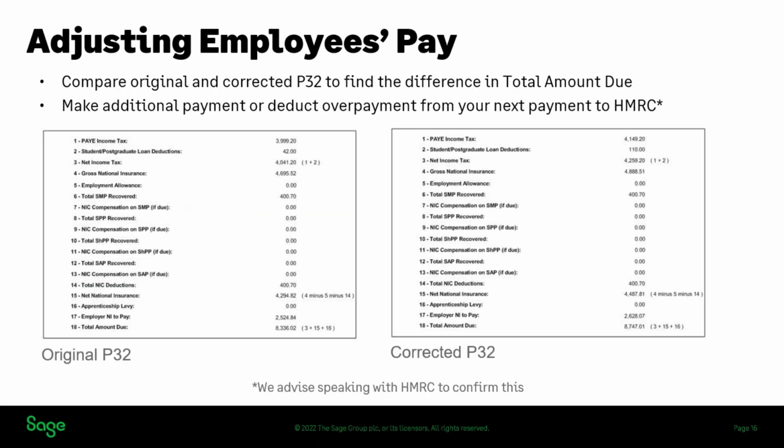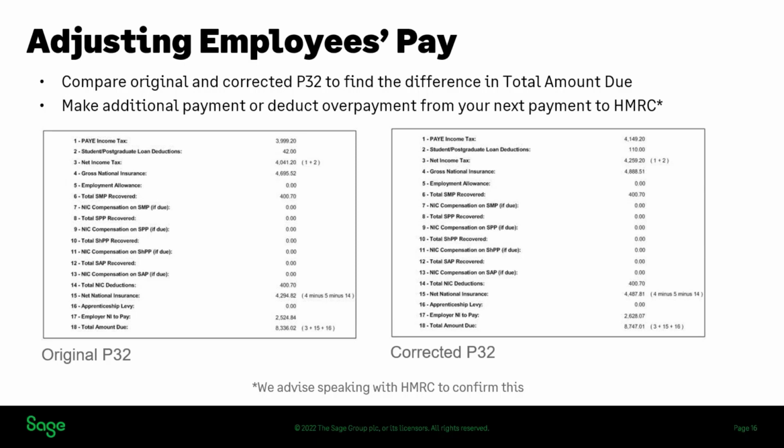This is adjusting HMRC's pay, not employees' pay. As I mentioned, there are going to be mistakes, maybe deliberate, who knows, in the session on the slides today. So this is actually adjusting your HMRC payments. So comparing original and corrected P32s. So once you've re-updated everything, your P32 reports are also going to be updated because remember they are post-update. So you can compare those and you'll be able to then find the difference in the values you need. Then you'll either be making an additional payment or deducting an overpayment from your next one to HMRC.